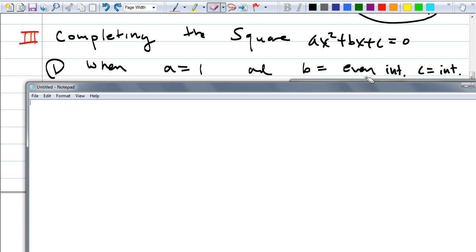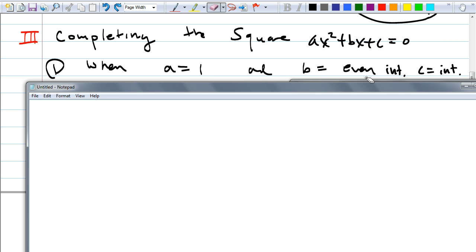Why do you suppose I said b is even? Yes, you can divide it by 2. When you divide it by 2, you don't get some fraction. Now, if b is not even, could we still use the completing the square method? Yeah, it's just, if you're going to do that, you might as well use the quadratic formula, right? Because we have a choice of using it.